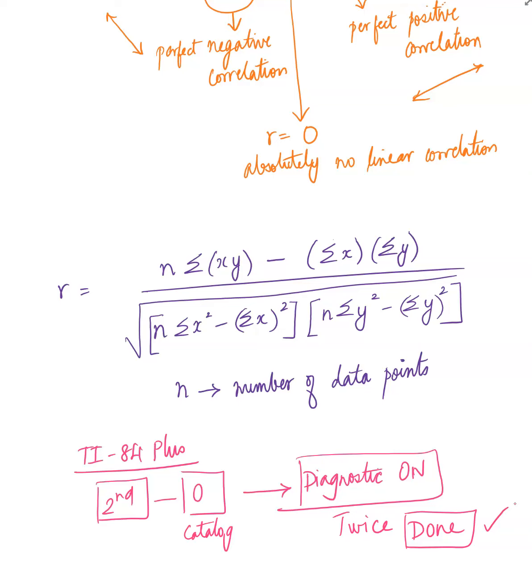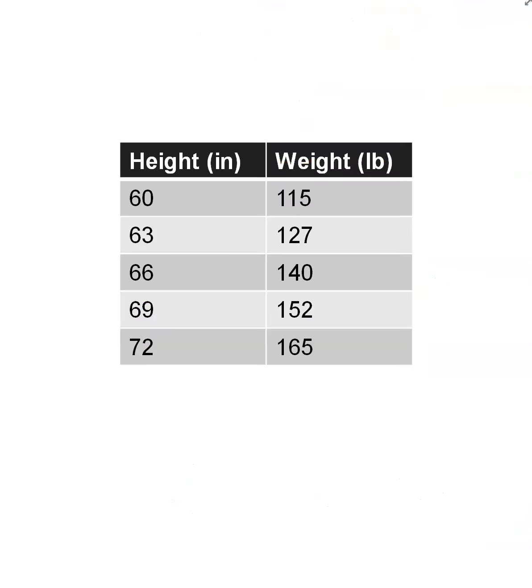Okay. Now that's what I meant when in one of our previous examples, that you might be able to see the r or you may not. So this diagnostic on would make sure that it makes your r visible. Okay. So let's take a look at an example and see if we get the same values.